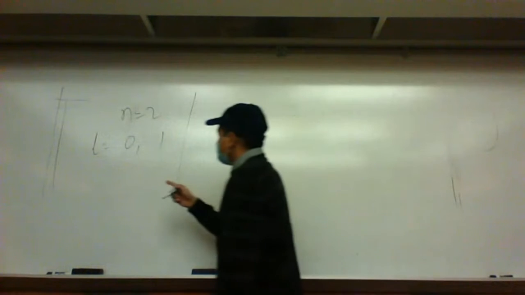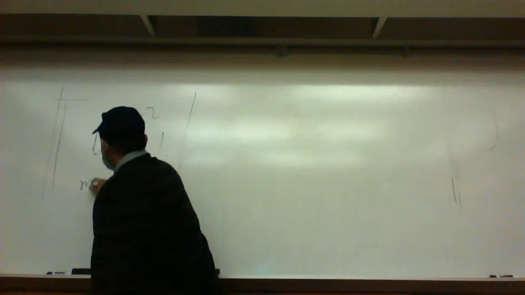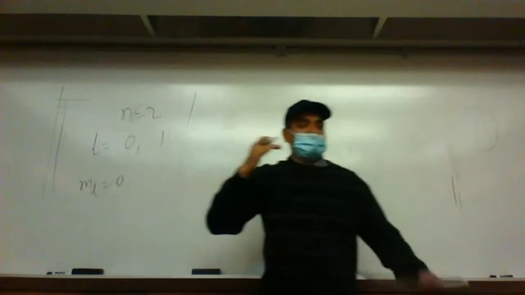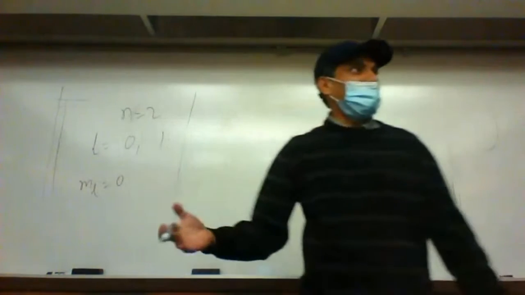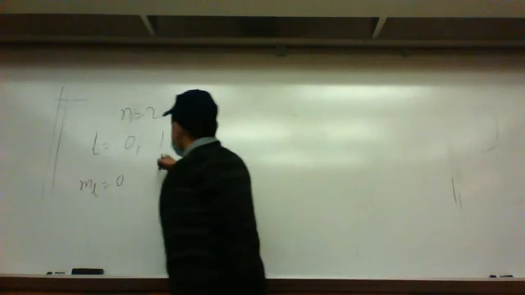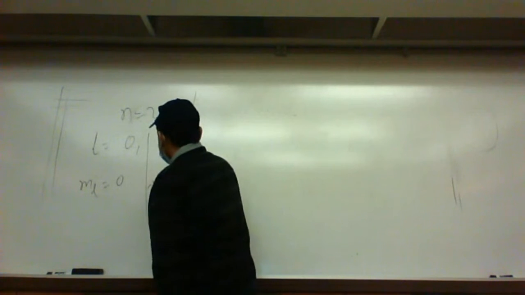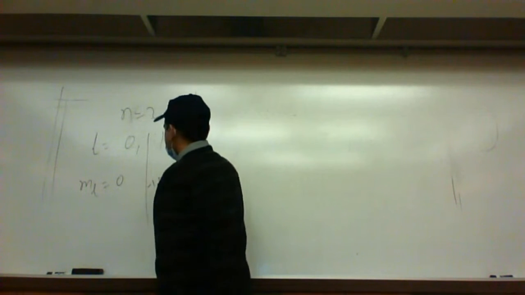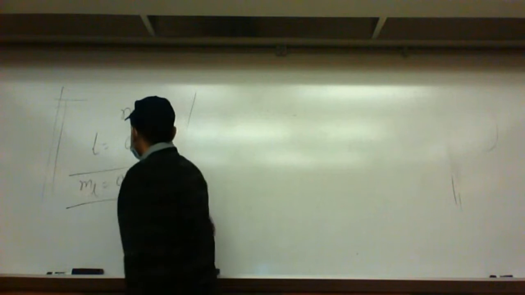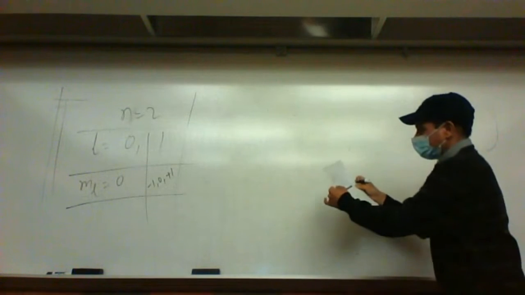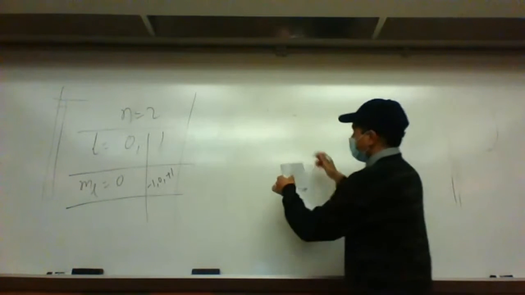0 and 1. Now, if we have l equals 0, ml will be, for this 0, we have only 0, minus 0, plus 0, or 0, right? So that means only 0. Now for this one, we have -1, 0, and +1. So we have these three quantum numbers here, like this. Yeah. So let's look at question number 8.